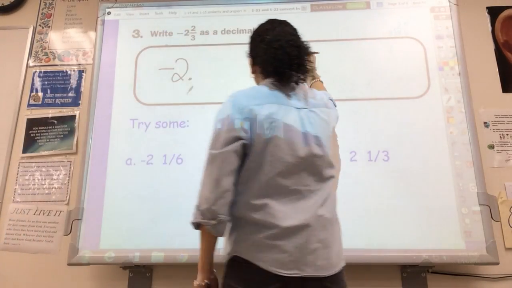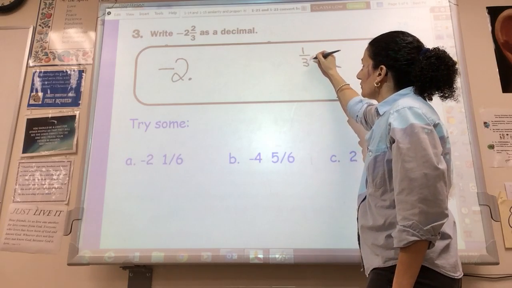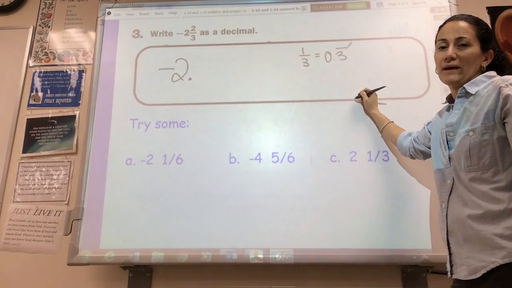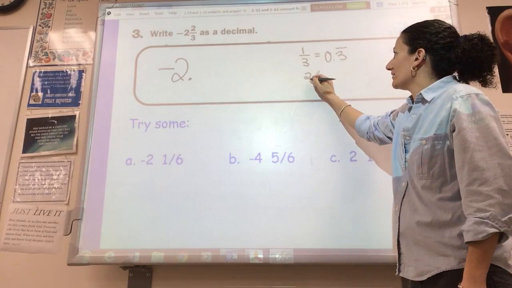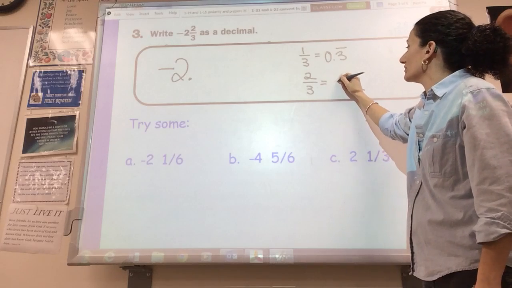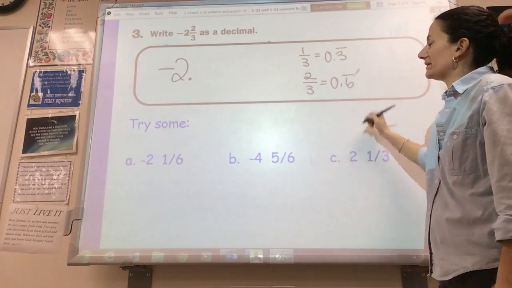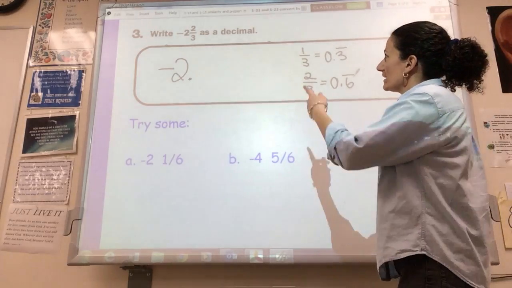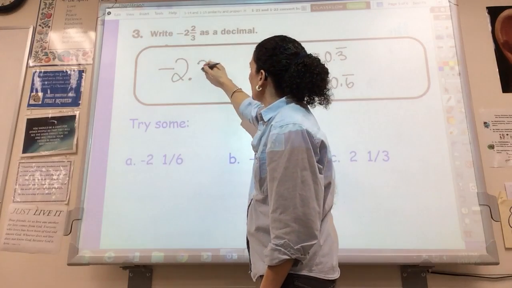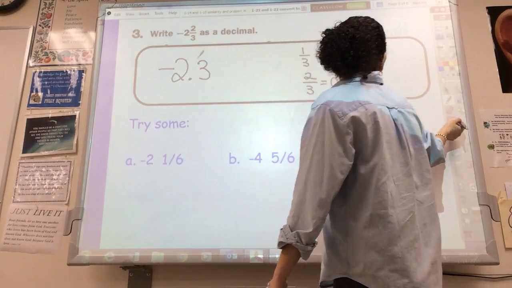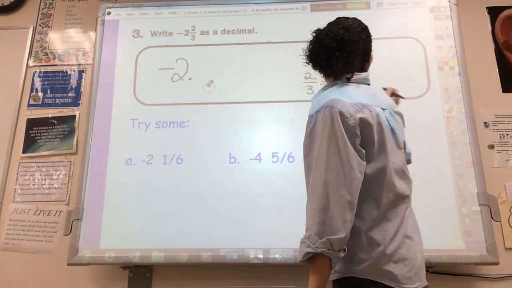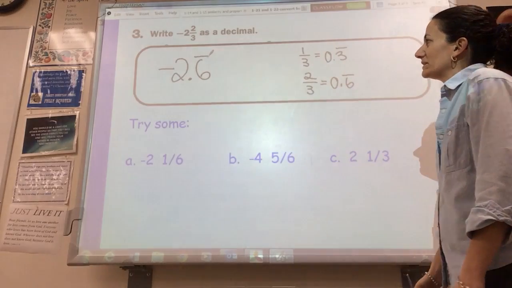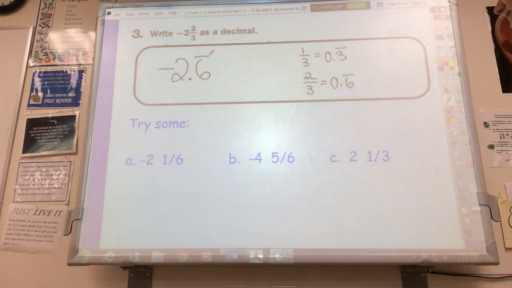We learned yesterday the shortcut for thirds. I wonder if you remember that 1/3 is 0.333 or 0.3 repetitive. If you know that, then you also might remember that 2/3 is 0.6 repetitive. So I don't have to divide on this one if I've memorized 2/3. So that's going to give me negative 2.3, oops, 2/3, not 1/3. So that should be negative 2.6 with a bar. 2.6 repetitive, negative 2.6 repetitive.